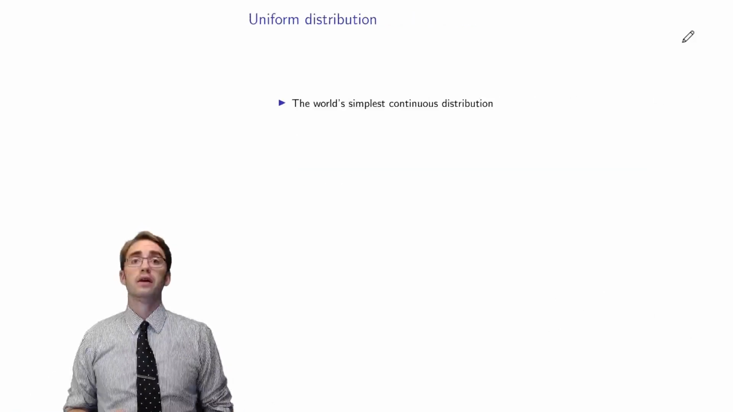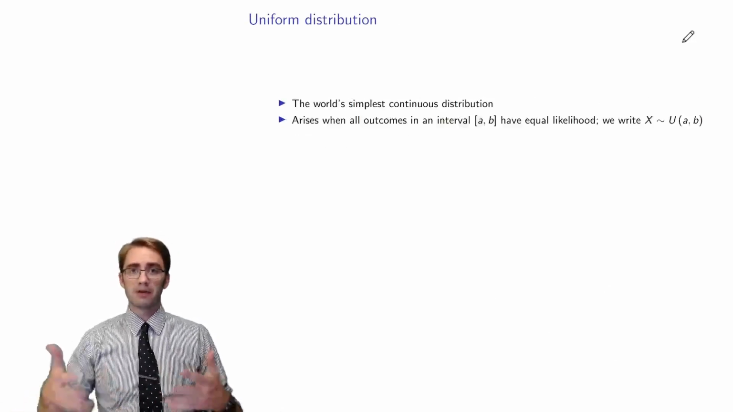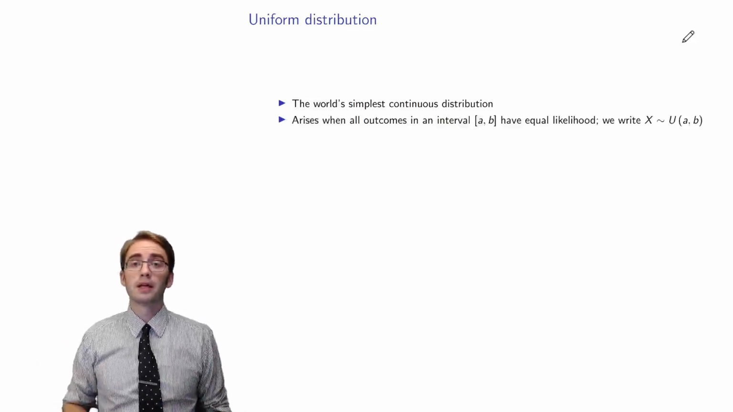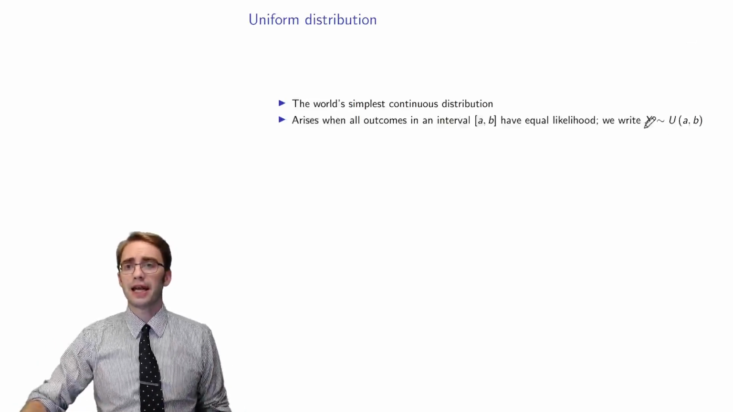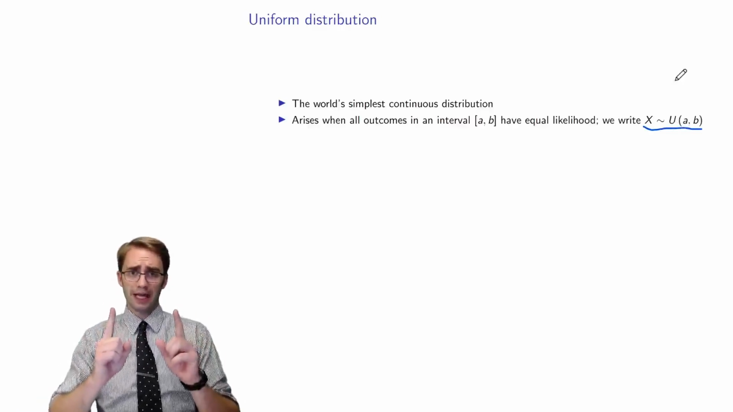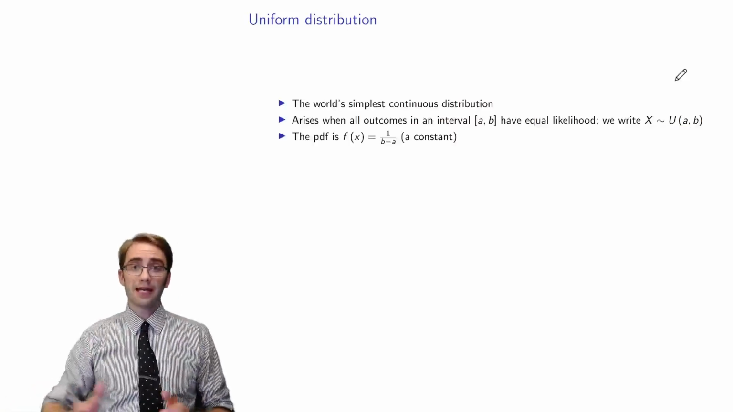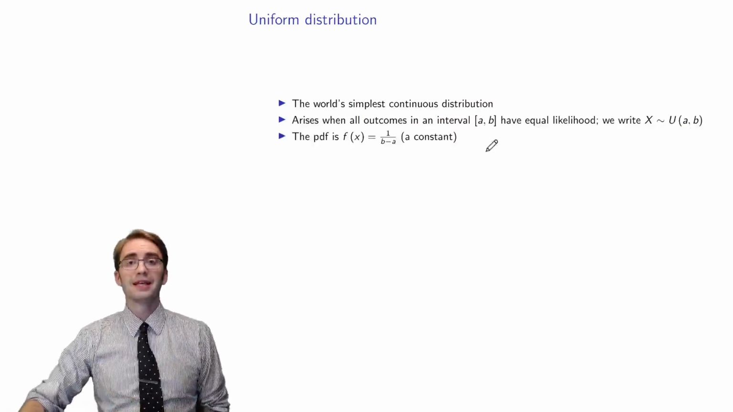The uniform distribution is the same as the spinner example that I just gave. It occurs when all of the outcomes for the random variable are equally likely. The way we write that is we say X, the random variable, twiddle U for uniform, a comma b. That says that all of the values are equally likely to happen between a and b. The PDF, which you just saw a moment ago, is just 1 over b minus a, which is a constant.